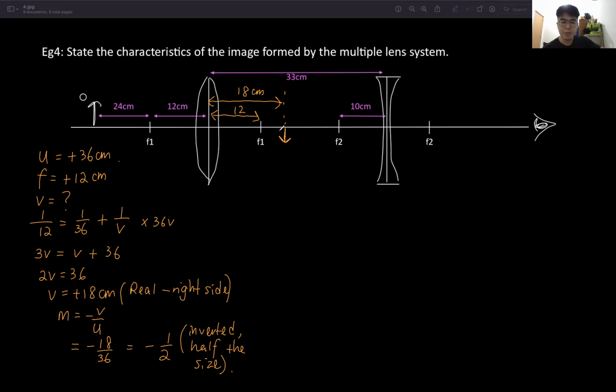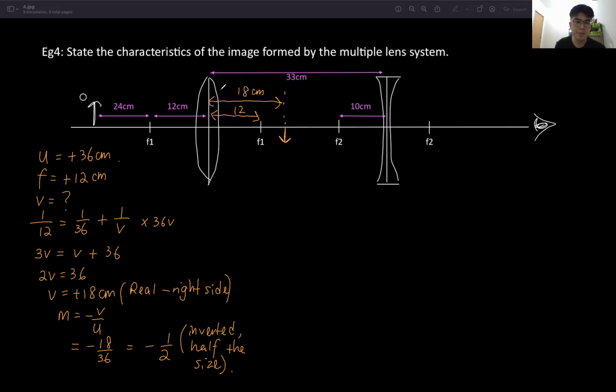Now the image becomes the object for the second lens. You have to make sure that this image is a real image. You must form a real image to be able to refract by the second lens. If this image is a virtual image, then it cannot become the object for the second lens. It must be a real image. This is a very important note, because when we come to the microscope and the telescope later, you'll see. We'll save it for later.